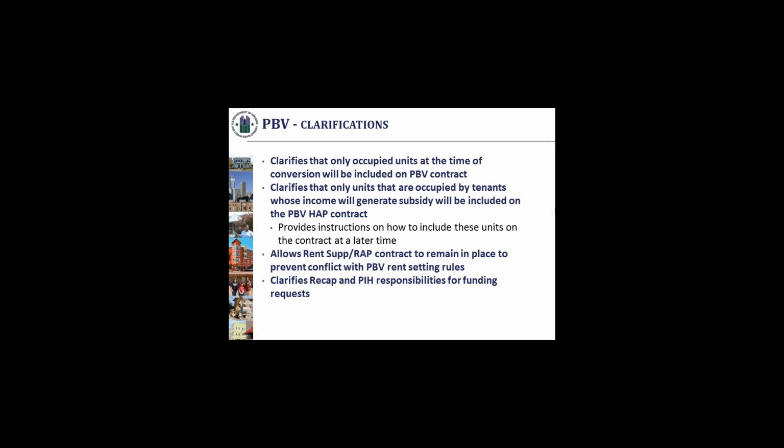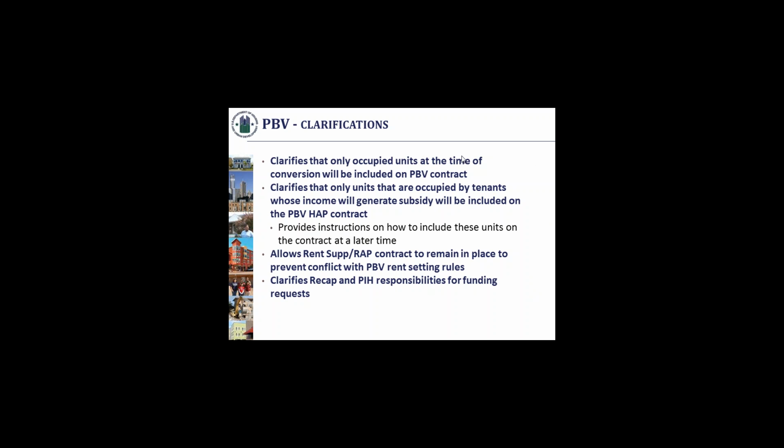The second point that we clarified is that only units that are occupied by tenants whose income will generate a subsidy will be included on the PBRA HAP contract. What I mean by that is, if 30% of a tenant's income is $700 and the contract rent is $600, that unit cannot be included on the PBRA HAP contract. We also provided instructions on how to include these units on the contract at a later time if, for some reason, income changes or rents go up that would cause that tenant to have a subsidy generated on their behalf.